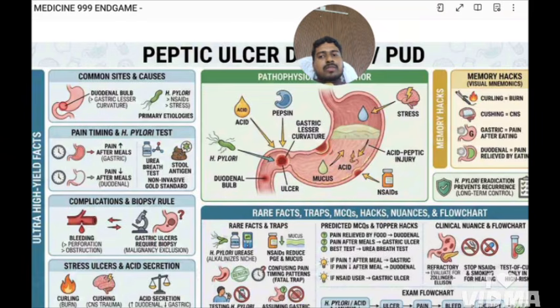Now how do you diagnose? There are some non-invasive gold standard methods. One is urea breath test. The concept behind the urea breath test is this H. pylori will produce a lot of urease enzyme, and when you give urea, this urease enzyme breaks down urea, and this is detected in the breath. Okay, so this is one of the diagnostic tests. One more is stool antigen, that is H. pylori antigen test. Okay, so these are non-invasive gold standard tests.